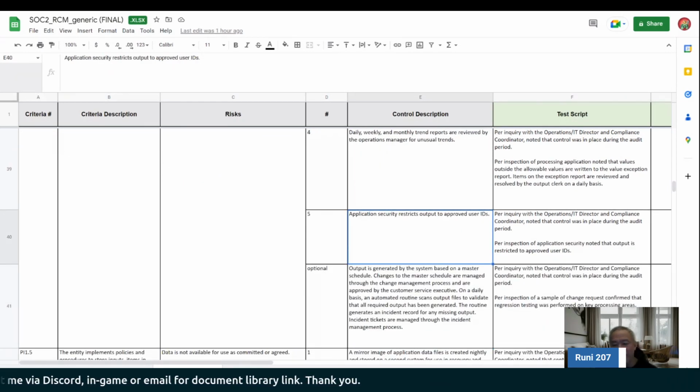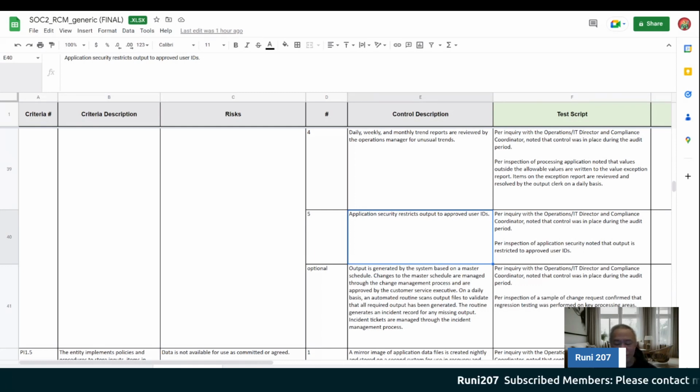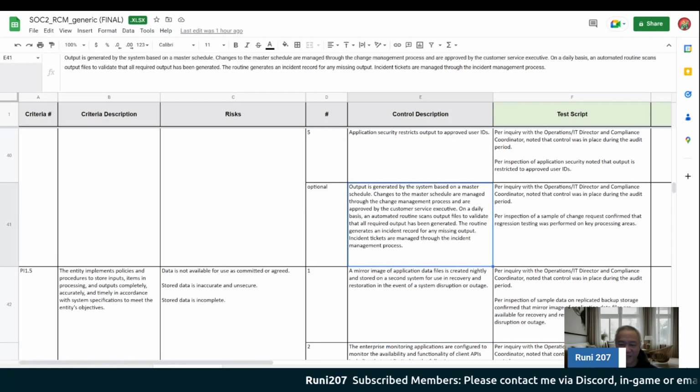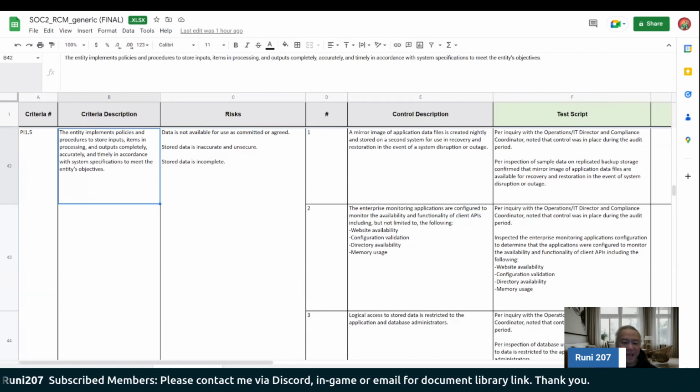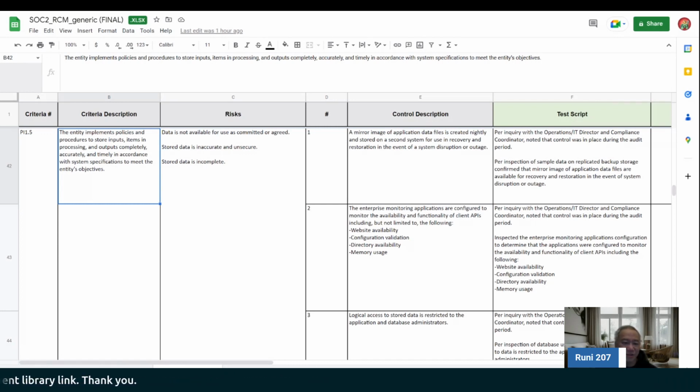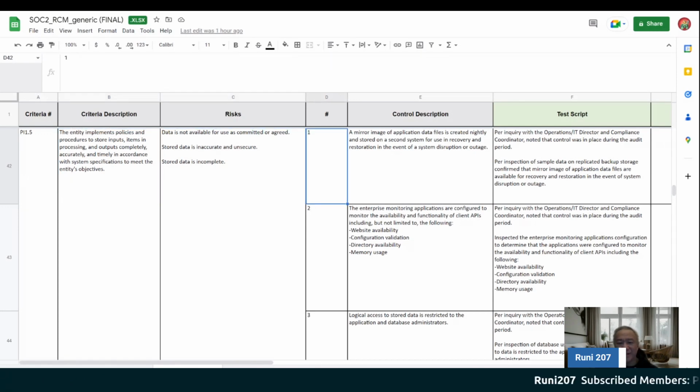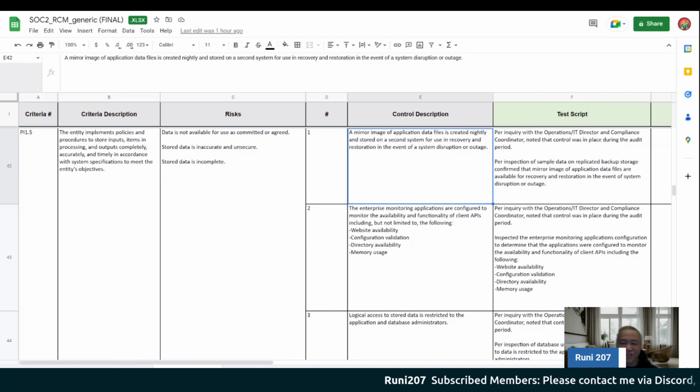And then the security piece, to make sure that it's properly handled and approved, from a handling and segregation of duty standpoint, and ensuring that only the approved users are accessing and manipulating the data. The fifth piece: the entity implements policies and procedures to store inputs, items in the processing, and outputs completely, accurately, and timely in accordance with the system specifications. So this one is a mirror image of application data files, which is created nightly, things like that.